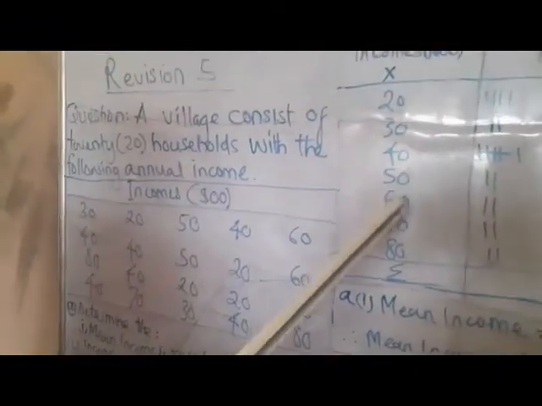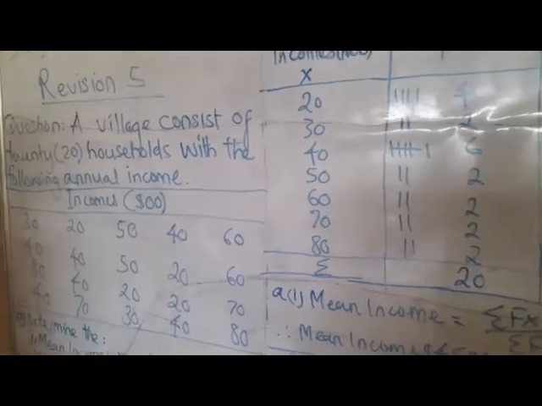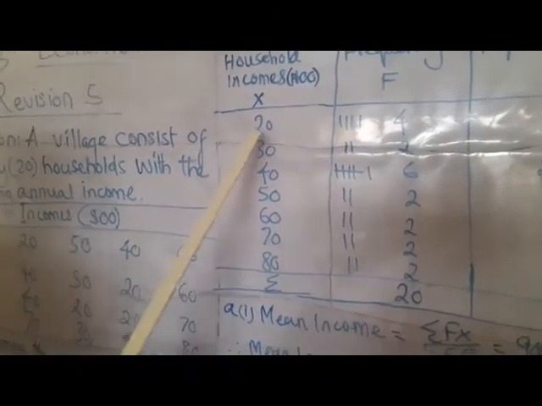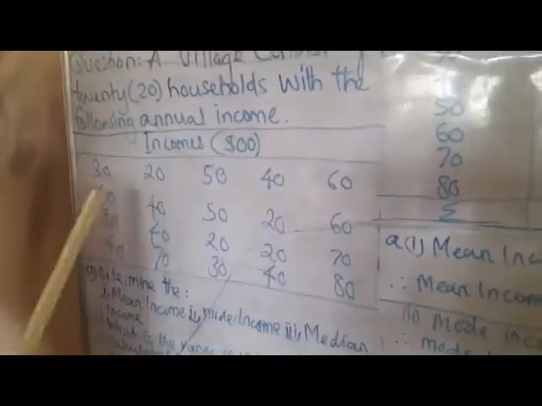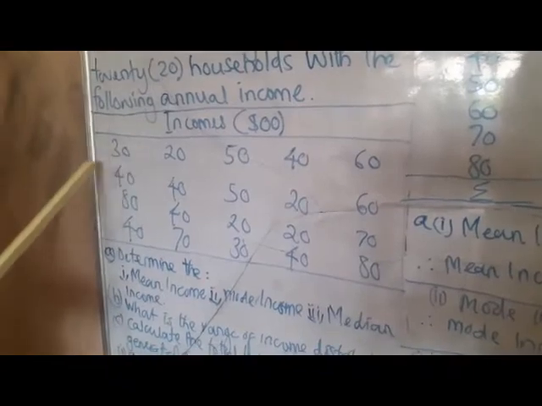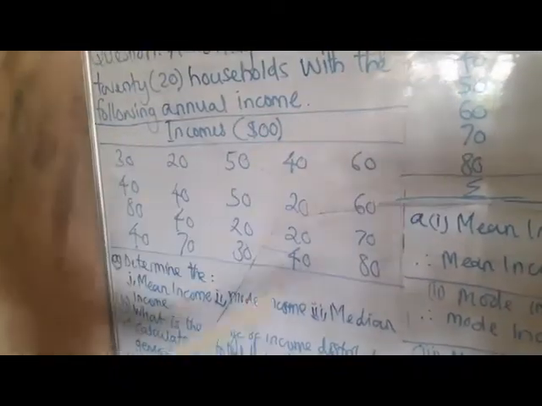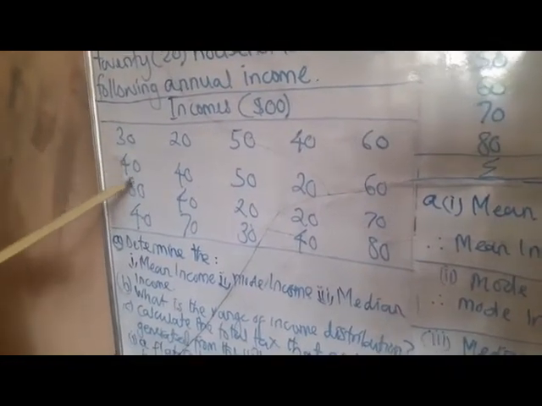So let's go straight down to business. You can see 20, 30, 40, 50, 60, 70, 80 are the household incomes in this village. Now let's look at the number of times 20 appears in this data. You can either use a particular method to distinguish it, or you use your tally to do that.